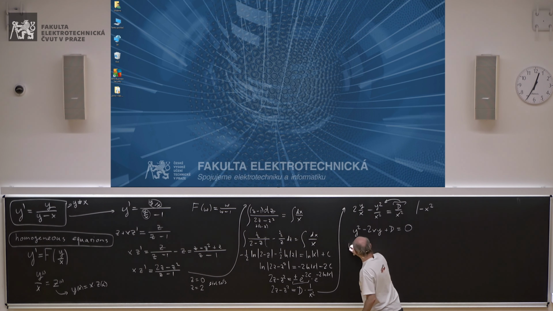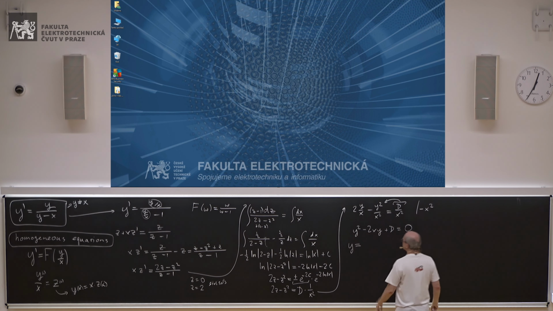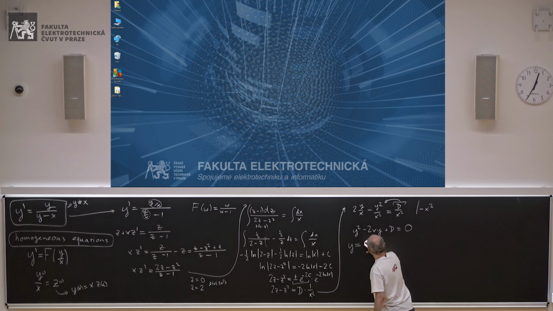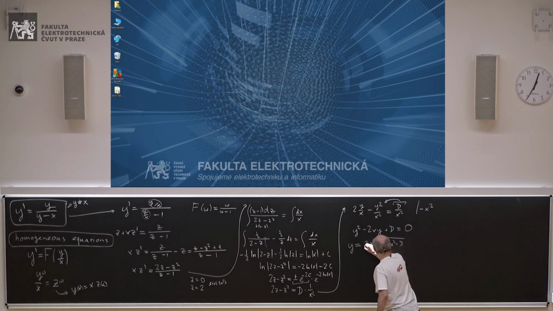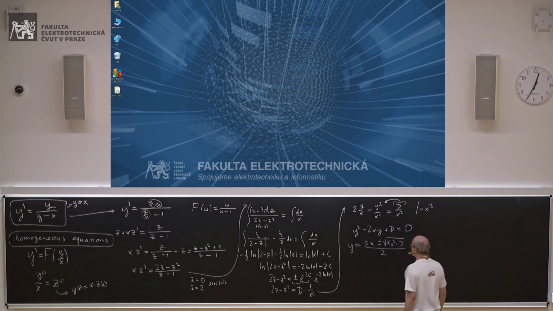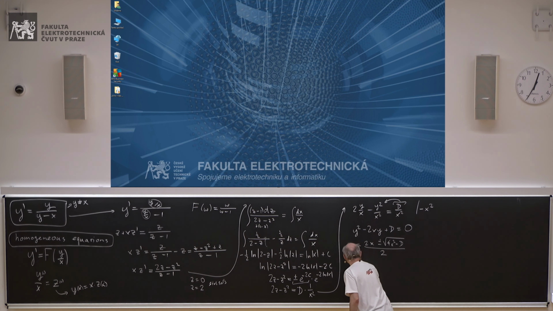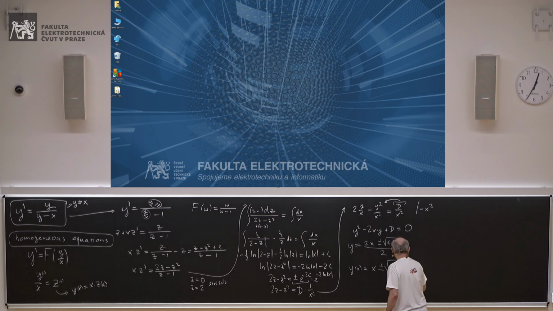Okay, I'm going to use the quadratic formula. y is equal to minus b plus or minus square root of b squared minus 4ac, so it's minus d, and divided by 2. Okay. And finally, I can write the answer, y of x is equal to x plus or minus square root x squared minus d.